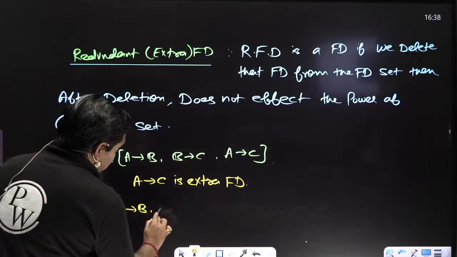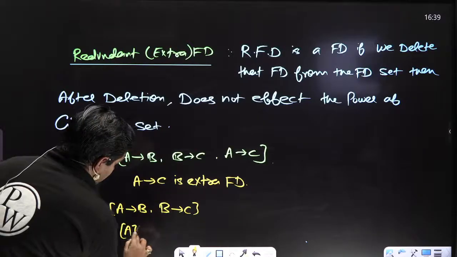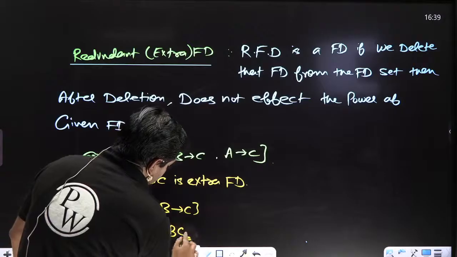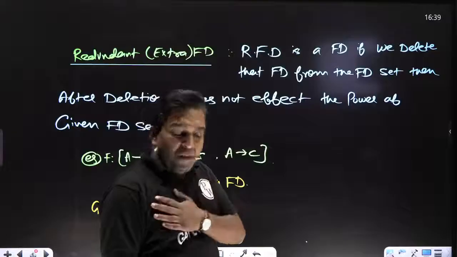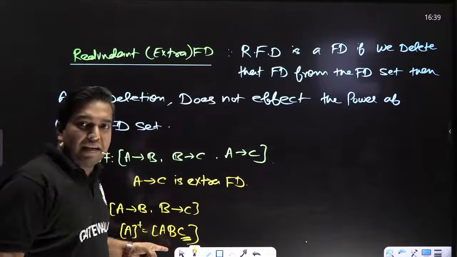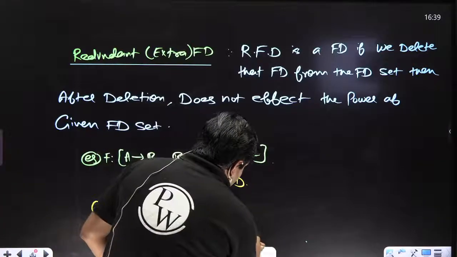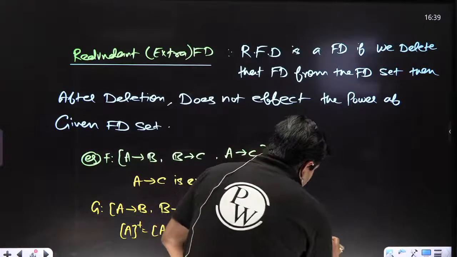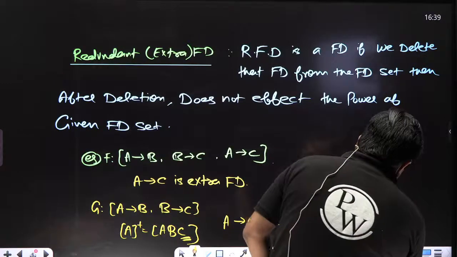A to B, B to C. So when we take the closure of A, what are we getting? We are getting A, B, C. Yes, we are getting C after deletion also. So we can say, my dear student, A tends to C is an extra or redundant FD.